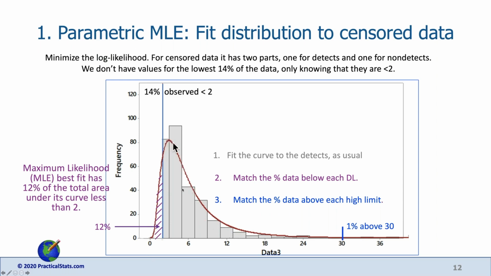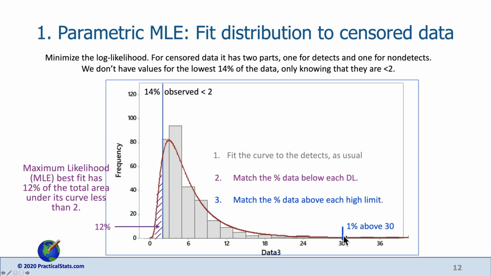So those are the detected data in the gray bars, as well as the percentage of data that are below, so in this case, left of the detection limit. And here I've just set a detection limit at 2, I believe. And so there were 14% of the data below 2. When it fits this curve, it tries to fit both the curve to the bars and the area to be 14%, and it gets to where the best fit is at 12%. So if it went closer to 14, it would not make the fit with the bars apparently quite as good.